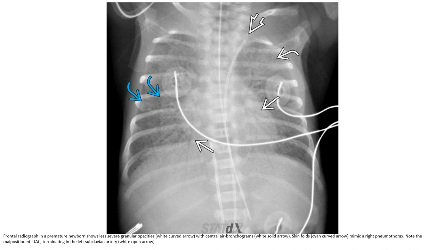Frontal radiograph in a premature newborn shows less severe granular opacity with central air bronchograms, a skin fold mimicking a pneumothorax, moderate SDD. Note the malpositioned UAC terminating in the left subclavian artery.